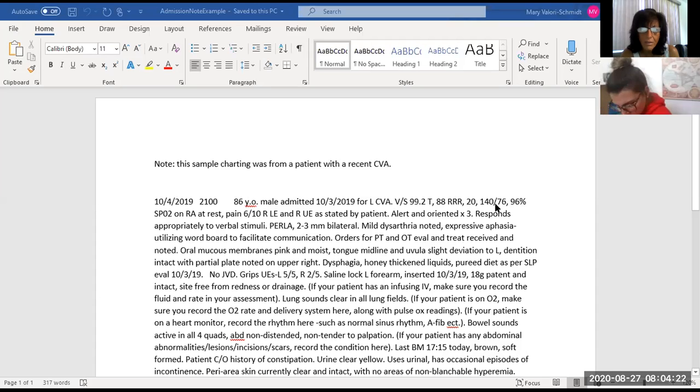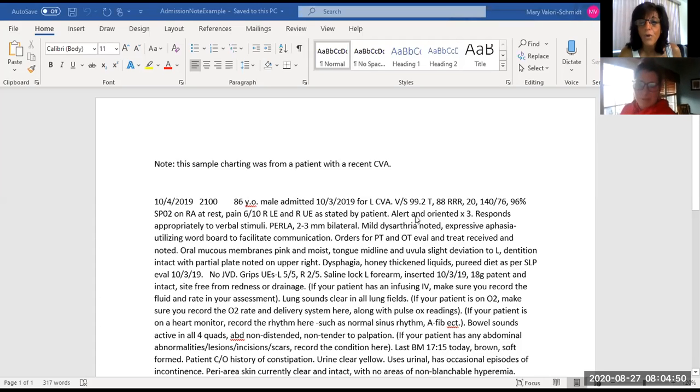No, honey. Excuse me. I mean, it's a little on the high end of normal, but he just had a stroke. He's lucky that that's actually great for him. And you'll get this as we move along, so easy. His pulse ox, 96% SpO2 on RA, room air, at rest. Pain, 6 out of 10 in the right lower extremity and right upper extremity as stated by patient, right?